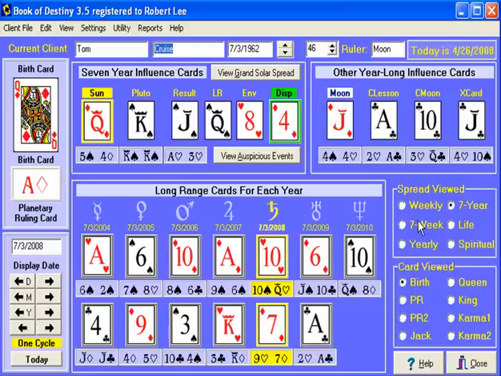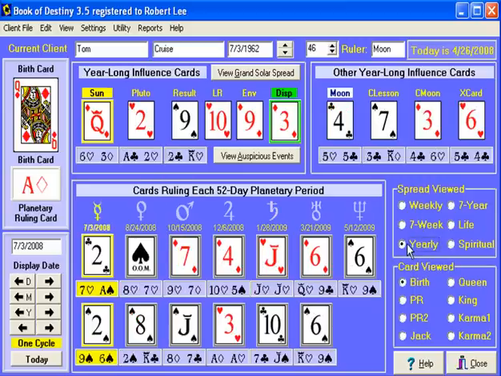You can always get back to the current date today by clicking on the Today button, and you're back where you started. We'll be right back with part 2.